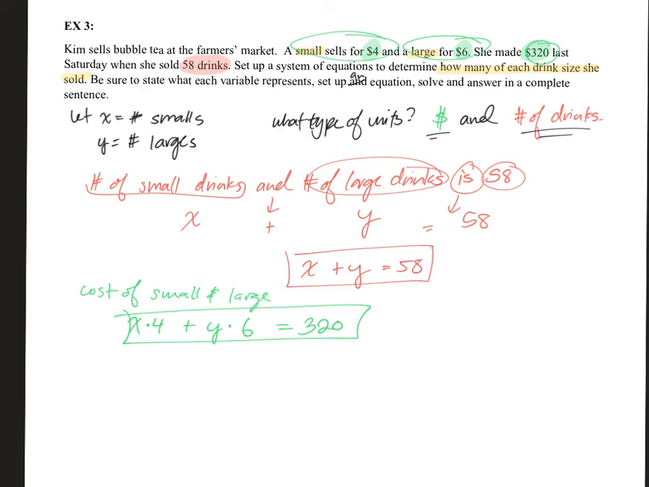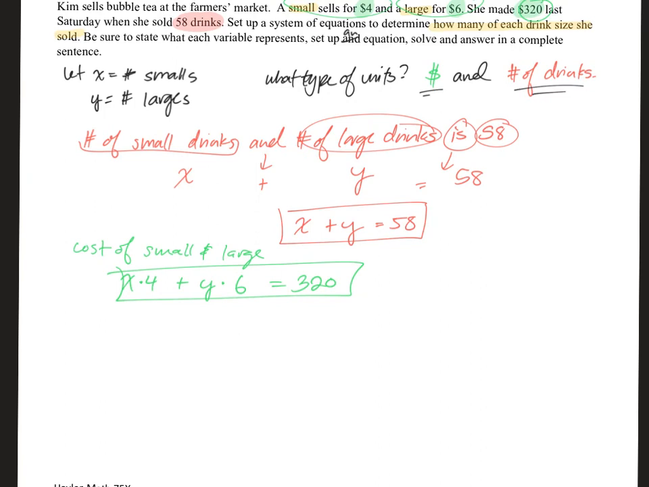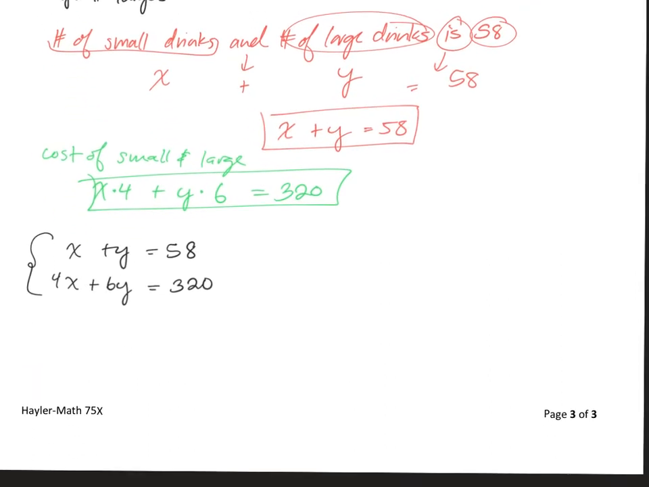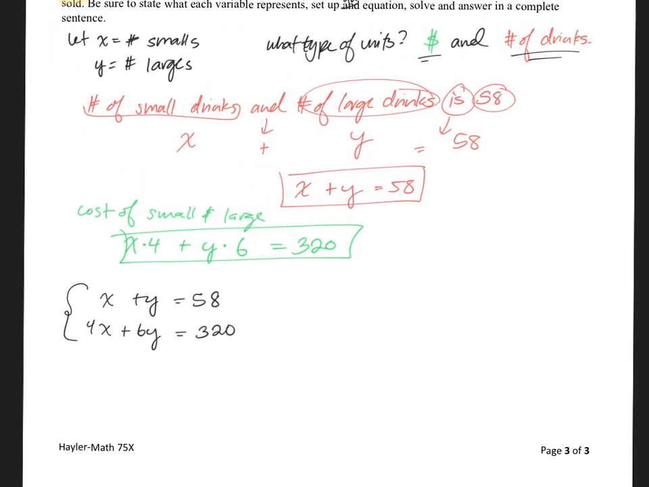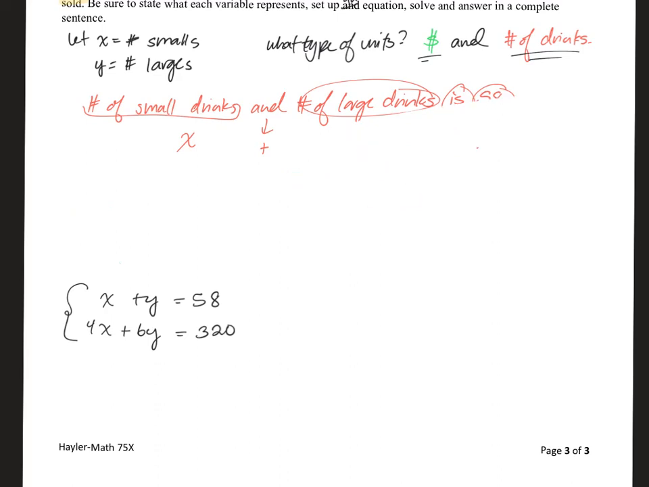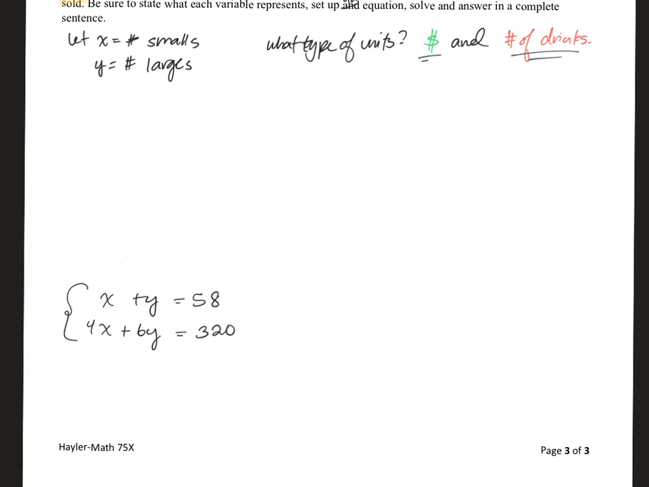Alright, so there we go. We have our 2 equations. So let me set this up a little nicer: x plus y equals 58, and 4x plus 6y equals 320. Since I'm running out of room on this page, I'm just going to erase my scratch work above and rewrite my equations up a little higher so that I have space to solve.